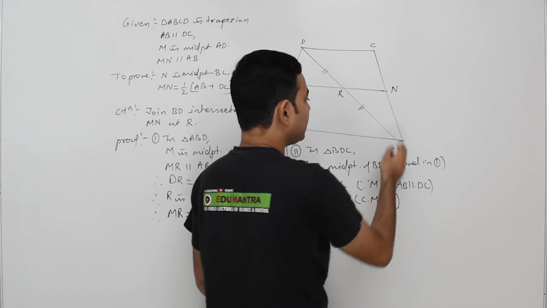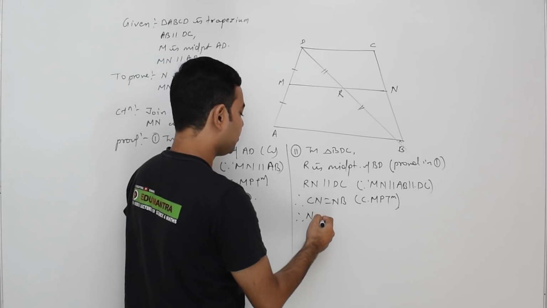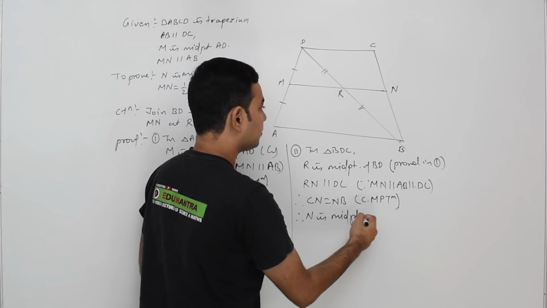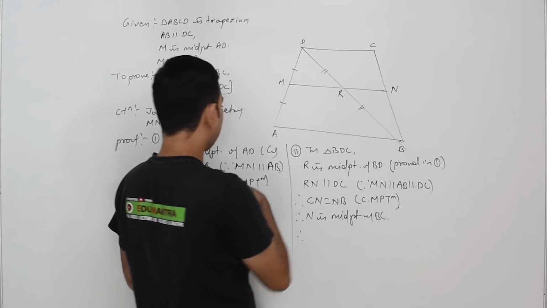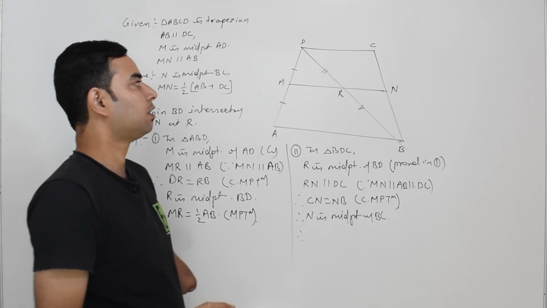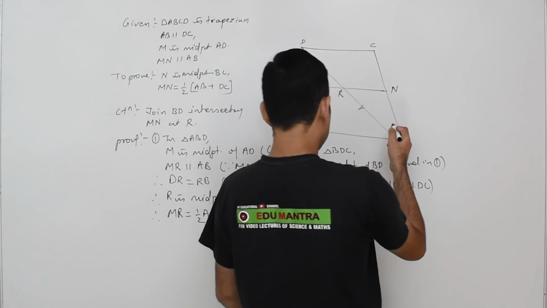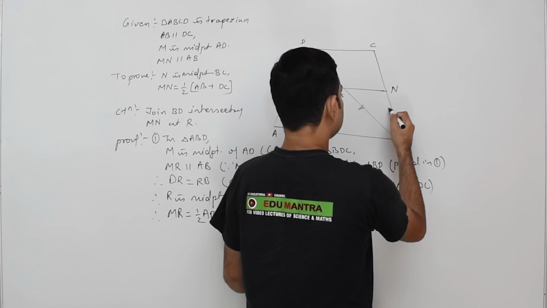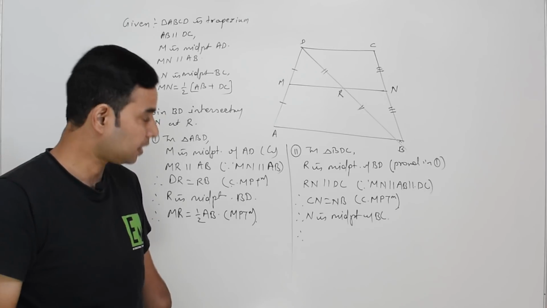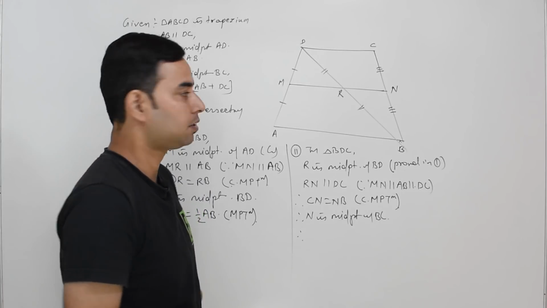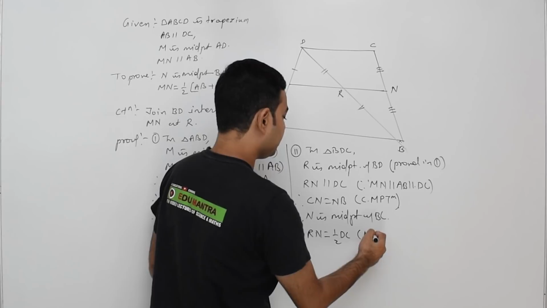If CN is equal to NB, it means that N is the midpoint of BC. Therefore, N is the midpoint of BC. As in the first point we proved that R is the midpoint of BD, and in the second point we proved N is the midpoint of BC, it means that RN is a line segment joining the midpoints of the two sides of a triangle. So RN is half of the third side. So RN is equal to half of DC by midpoint theorem.